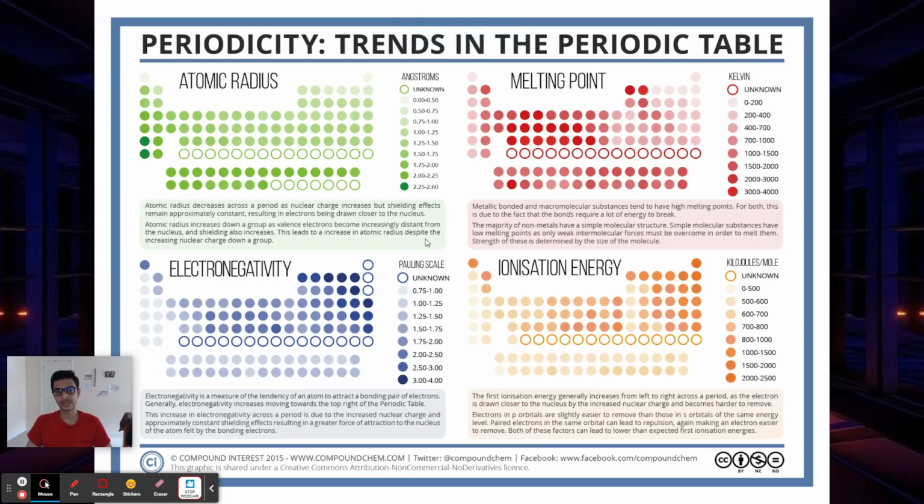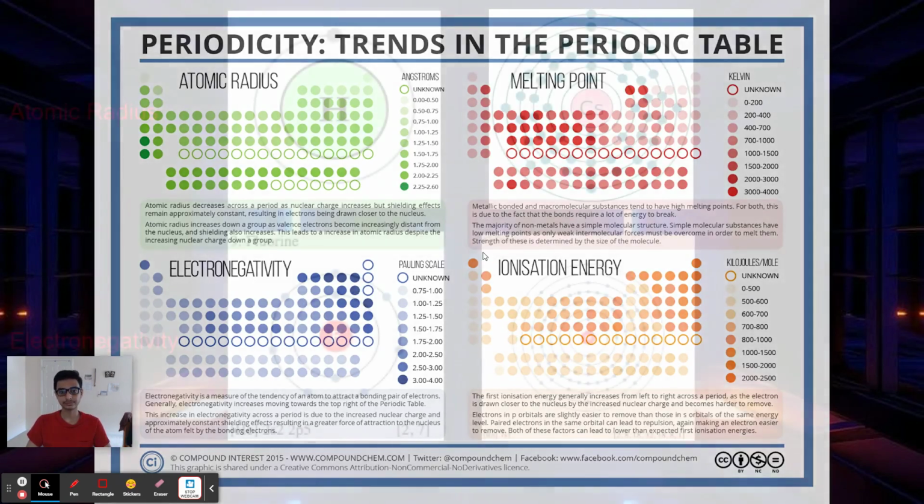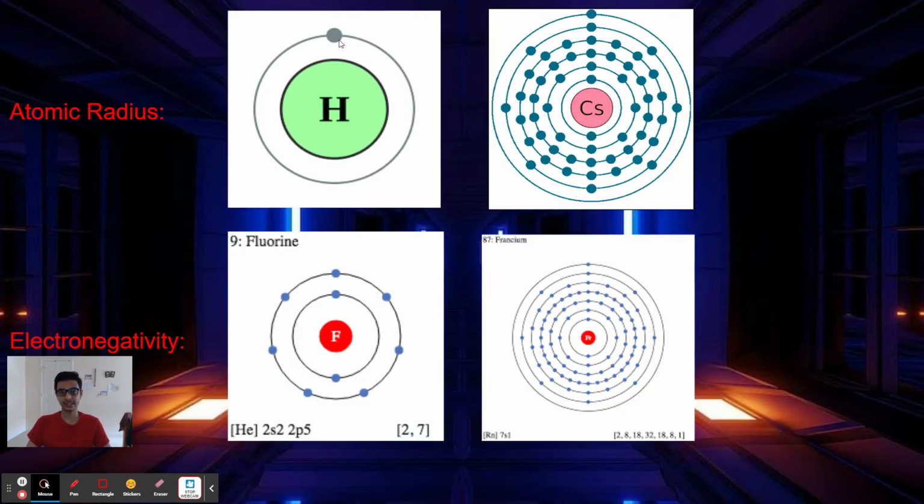Now, there are also some trends in the periodic table, and these trends include the atomic radius, melting point, electronegativity, and ionization energy. So, atomic radius, as you can see, as we go down, the color gets brighter. That means the atomic radius is increasing, and as we go from left to right, the radius is decreasing. And electronegativity, as we go from top to bottom, it's decreasing, and as we go from left to right, it's increasing. Same as ionization energy.